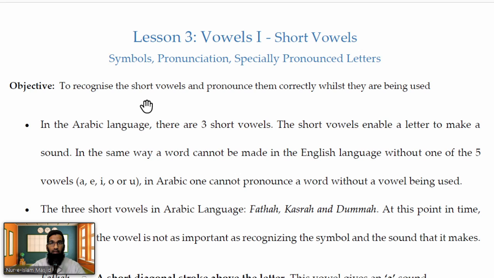Seems simple enough, right? How to put a vowel on it and get the sound of it. So tha, thi, thu.